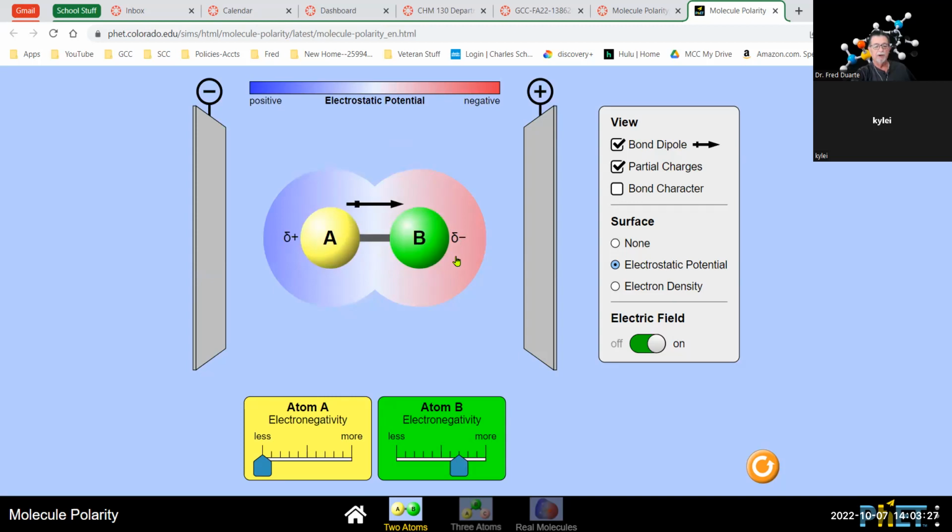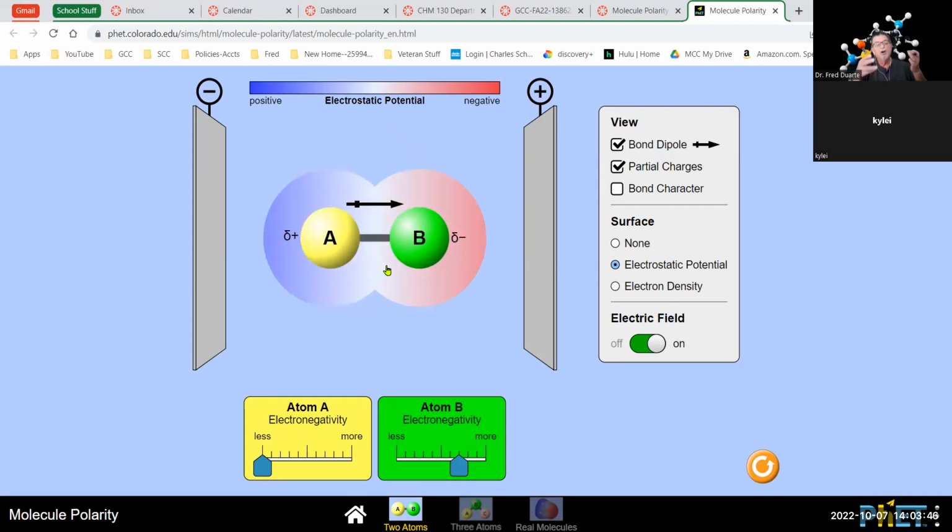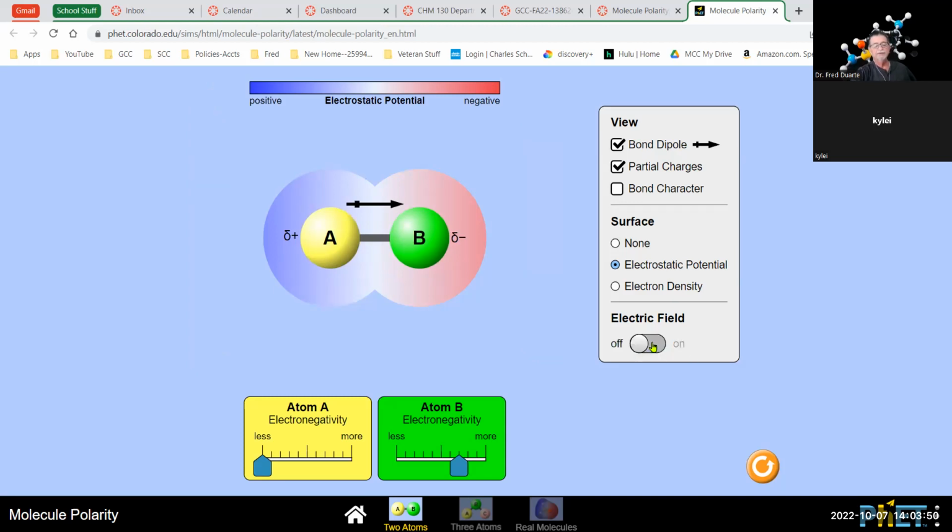So the partial positive is attracted to the plus plate, and the partial negative is, excuse me, the other way around. The partial negative is attracted to the positive side of the plate, and vice versa for the other end. Okay, and so that is what happens. Now, when you have a scenario like this, that is a permanent dipole.